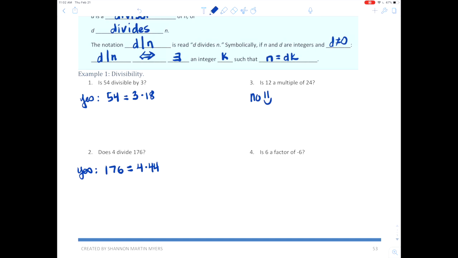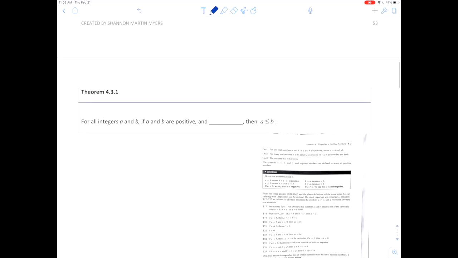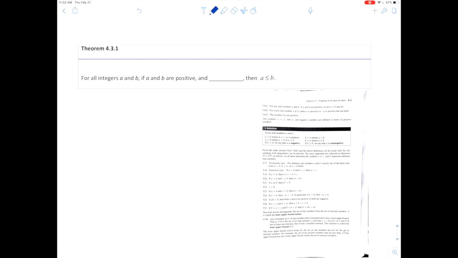All right, what about this next one? Is 6 a factor of negative 6? Sure. So again, we'll give our yes, and then we'll say negative 6 is our n this time, and that's equal to 6 times negative 1. Cool? All right, so now let's look at the first theorem of this section.